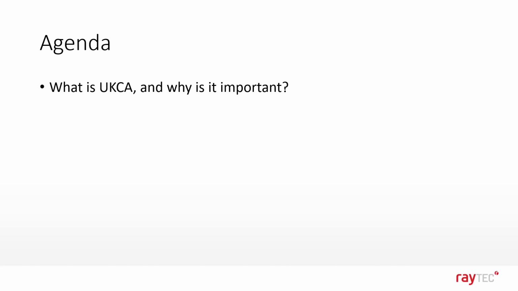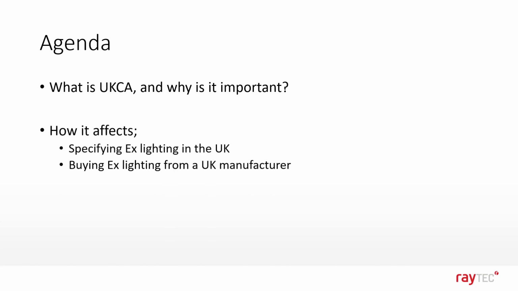Firstly, we'll be looking at UKCA. What is it and why is it important? Then how this new type of marking affects how you specify lighting in the UK. What happens if you're buying lighting from a UK manufacturer? Then we'll come on to what Raytec are doing on this subject. And finally, as Callum said, we'll have a Q&A session at the end where we try and answer any questions that you might have.